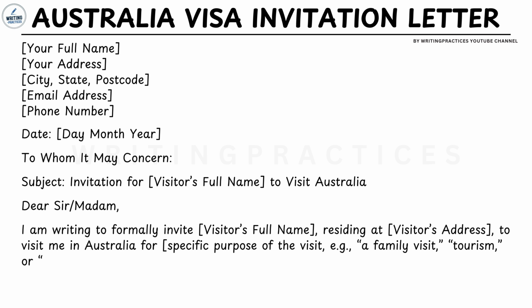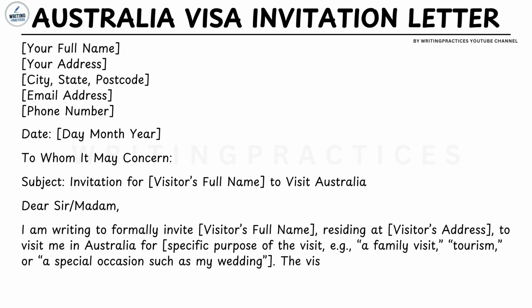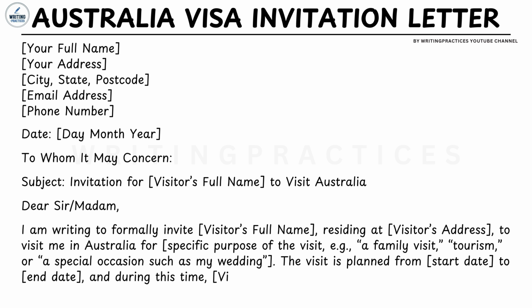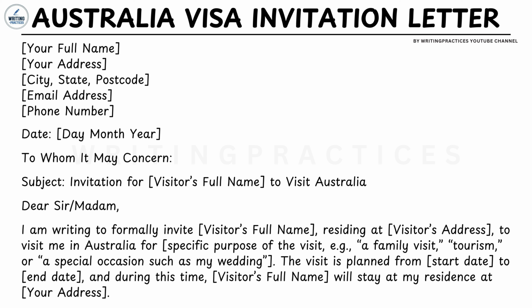For instance, I am writing to formally invite Jane Doe, residing at 456 Koala Street, Melbourne, Victoria, 3001, to visit me in Australia for a family reunion. The visit is planned from the 1st of March 2025 to the 31st of March 2025, during which Jane will stay at my residence at 123 Kangaroo Lane, Sydney.